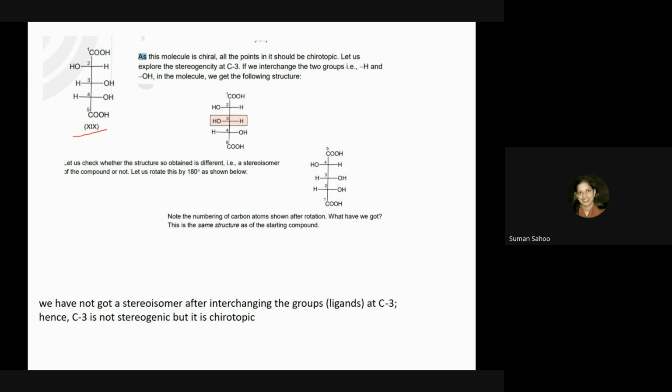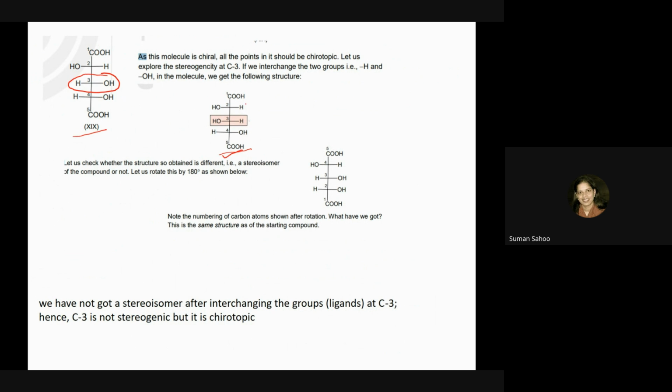Let's explore the stereogenicity at carbon number 3. We know that for stereogenicity, if we interchange the groups, it should give us a different stereoisomer. Then that would be a stereogenic center. Here, as this molecule is chiral, all the points are chirotopic. If we interchange the ligands or the groups at carbon number 3, we are going to get this molecule. And we will see whether this one is the same as this one, or a diastereomer, or an enantiomer of the first one.